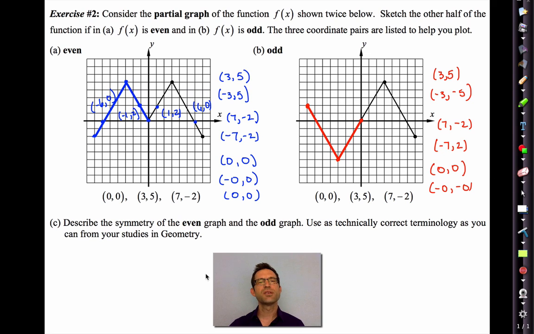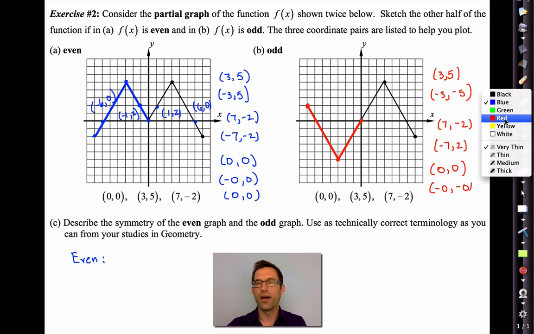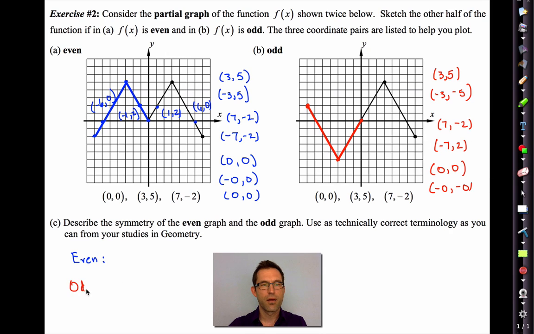Now, it says describe the symmetry of the even graph and the odd graph. Use as technically correct terminology as you can from your studies in geometry. So let's do that. Let's write down even, and let's write down odd. All right. And now what I'd like you to do is try to describe the symmetry of those two graphs. Pause the video now.